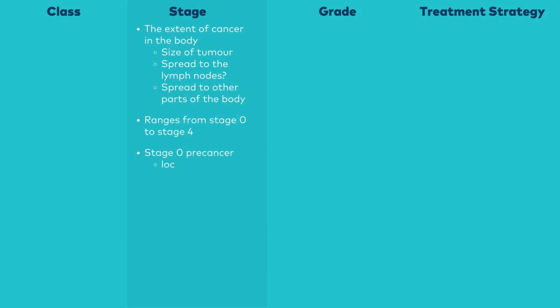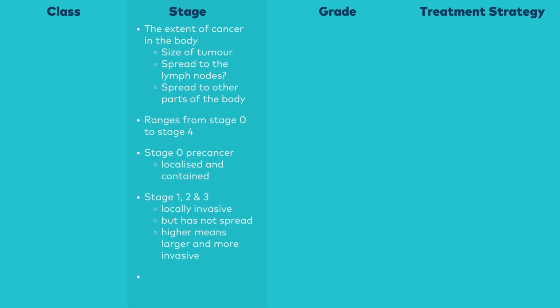Stage 0: abnormal cells are present but have not spread to nearby tissue, also called carcinoma in situ. Stage 1, stage 2, and stage 3: cancer is present and locally invasive. The higher the number, the larger the cancer tumor, and the more it has spread into nearby tissue. Stage 4: the cancer has spread to distant parts of the body.